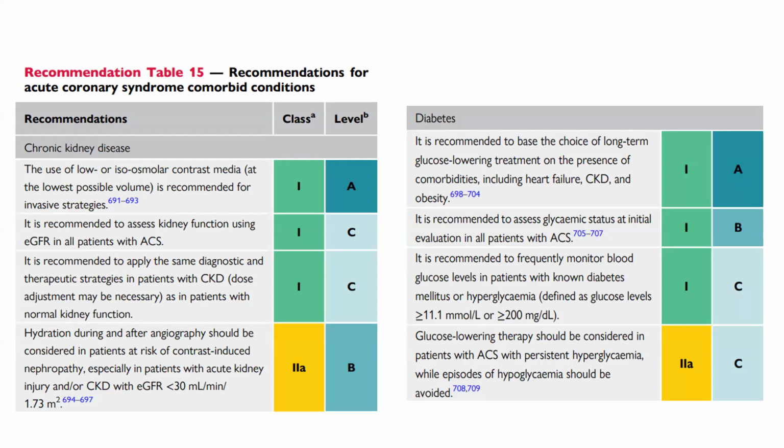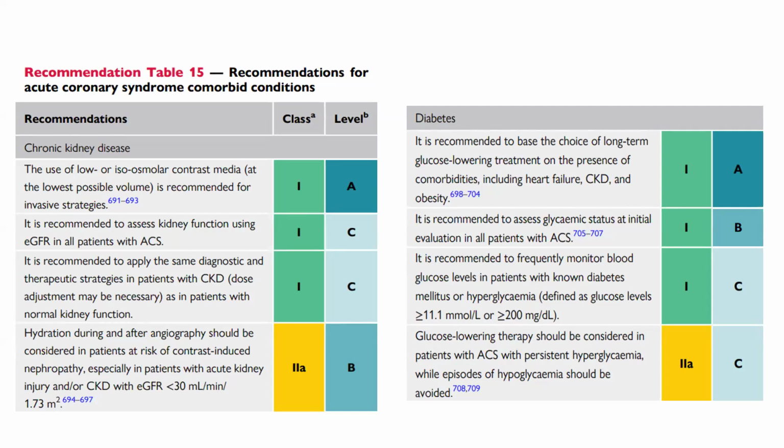With respect to diabetes, it is recommended to base the choice of long-term glucose lowering treatment on the guidelines, which recommend considering heart failure, CKD, and other parameters. It is recommended to assess glycemic status at initial evaluation, since we know hyperglycemia is associated with poor outcomes. It is recommended to frequently monitor blood glucose levels in patients with known diabetes mellitus or hyperglycemia with glucose greater than or equal to 11.1. Glucose lowering therapy should be considered in patients with ACS with persistent hyperglycemia. This was among the reviews.